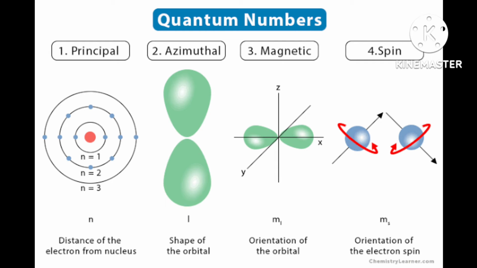I am telling you, if L is equal to 0, you are talking about S subcell. If 1, P subcell. 2 means D subcell. 3 means F subcell. 4 means G subcell. 5 means H subcell. Like that.